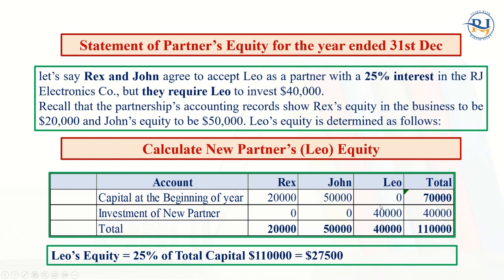So Leo's investment is 40,000, no doubt. But this is the total capital we have calculated. Now 25% of the total capital will be considered as the capital of Mr. Leo, the new partner. It means there will be a difference of 40,000 minus 27,500. That will be the bonus which will be distributed to the existing partners.